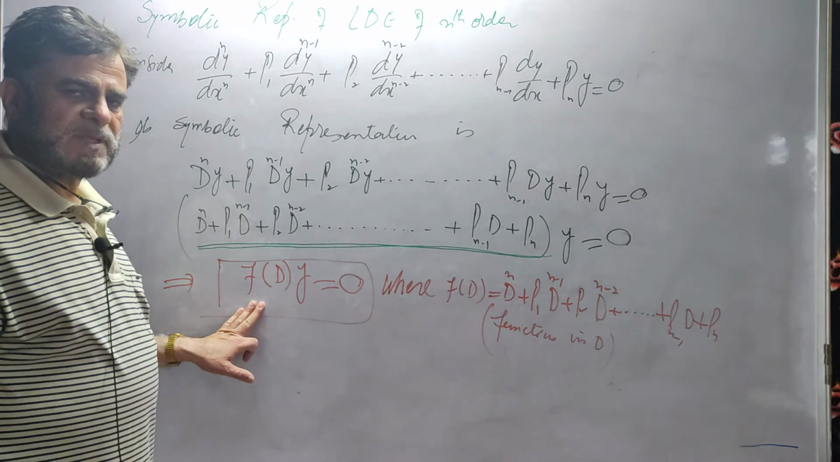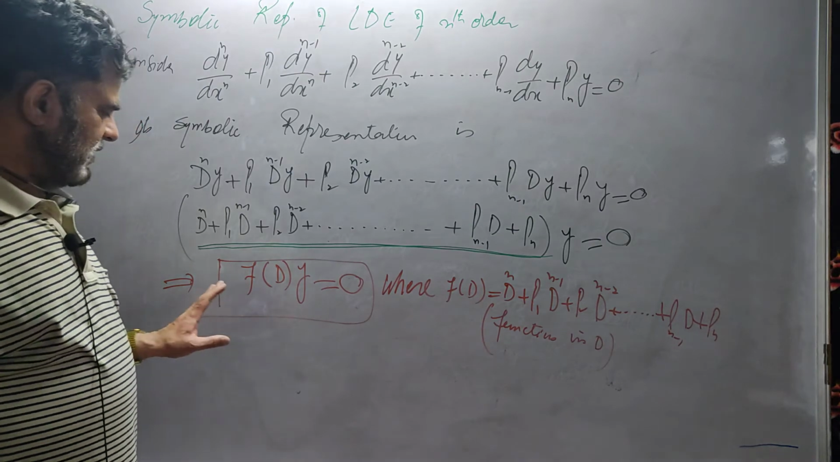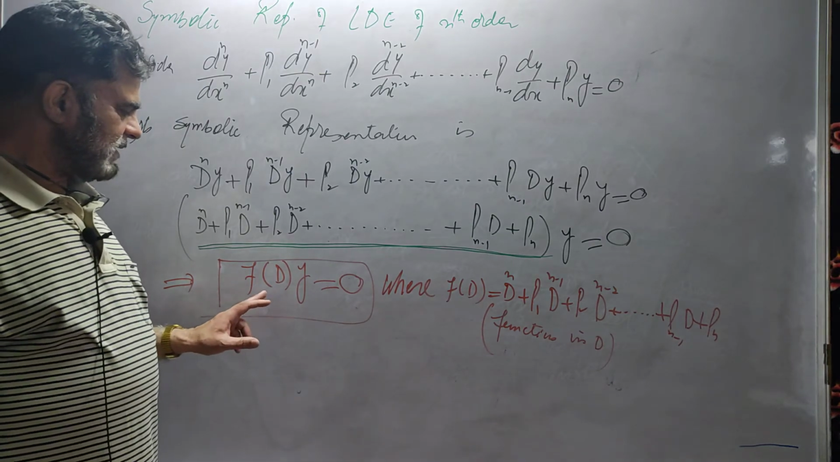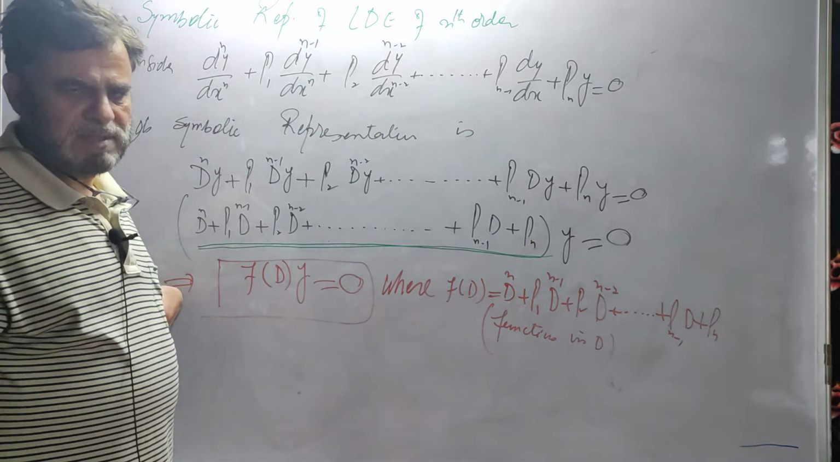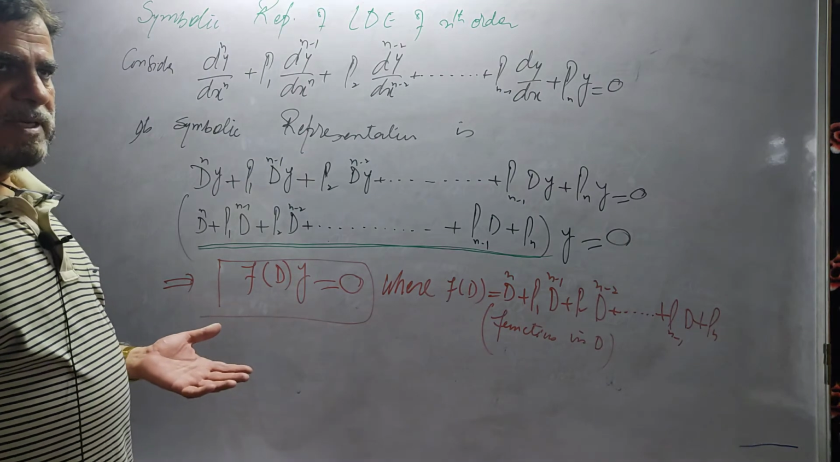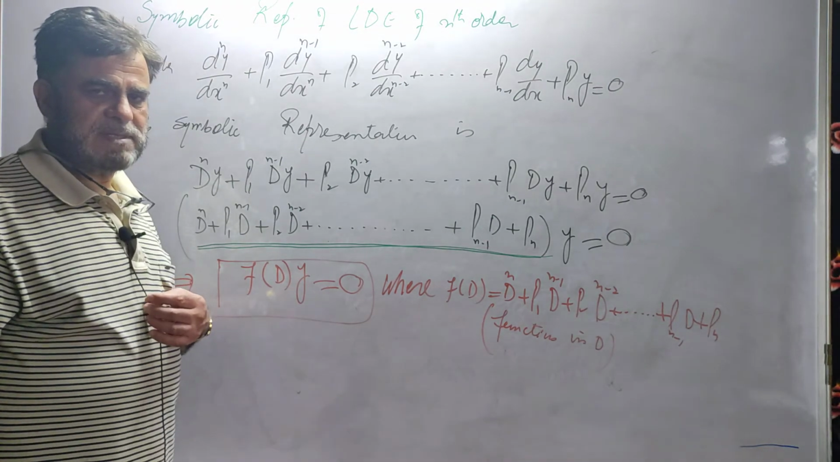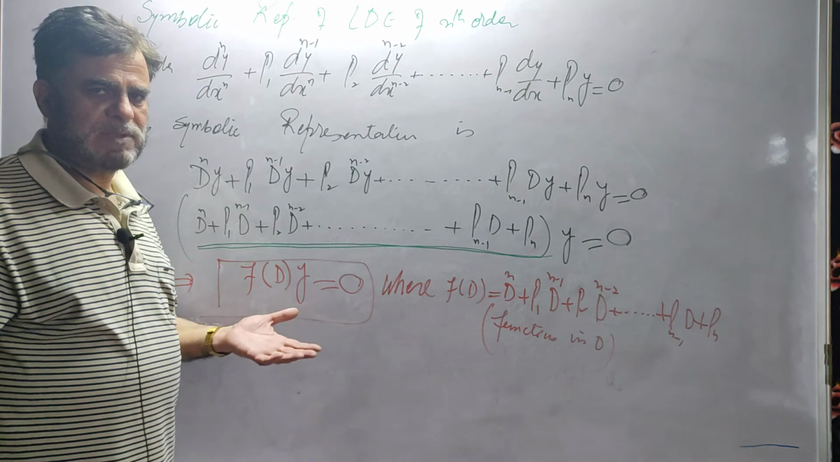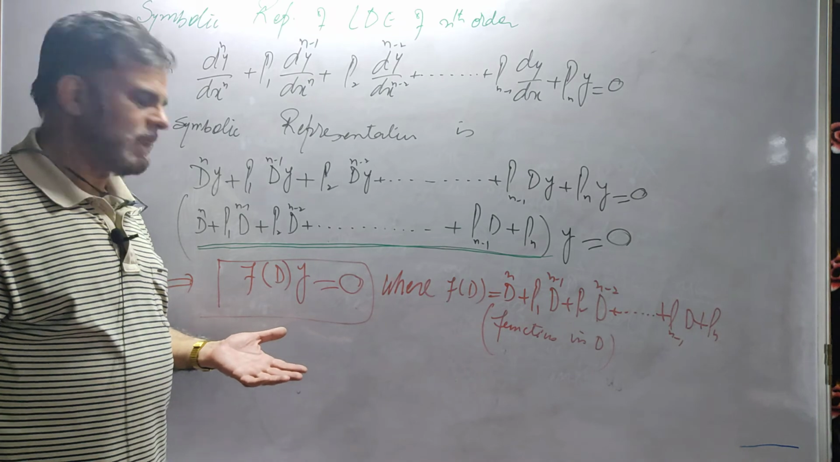Auxiliary equation is sometimes also called the characteristic equation of this operator d. Sometimes we define it as the characteristic equation, but here we will give the name auxiliary equation. Auxiliary means helping equation. It is the equation that helps you to solve the linear differential equation. So mathematicians have named it auxiliary.